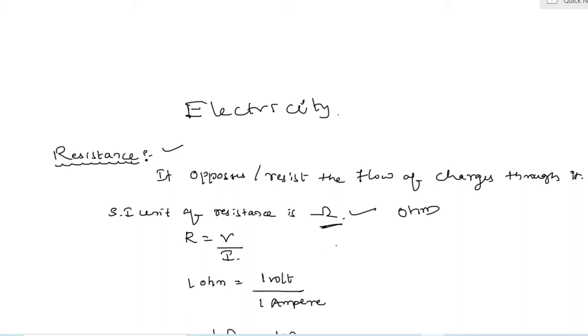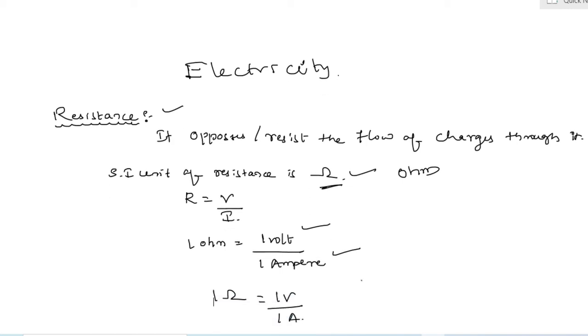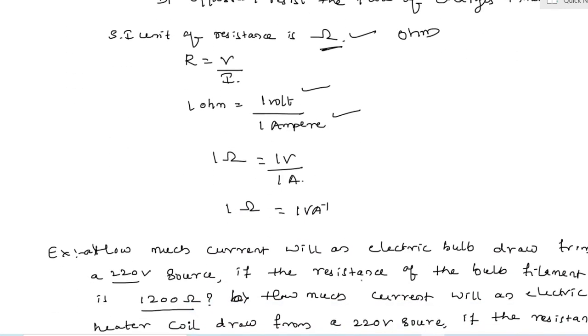It means that 1 ohm is the resistance when a potential difference of 1 volt across the ends of the conductor makes a current of 1 ampere flow through it. So 1 ohm is equal to 1 volt divided by 1 ampere. It is expressed as 1 ohm is equal to 1 V A raised to minus 1.